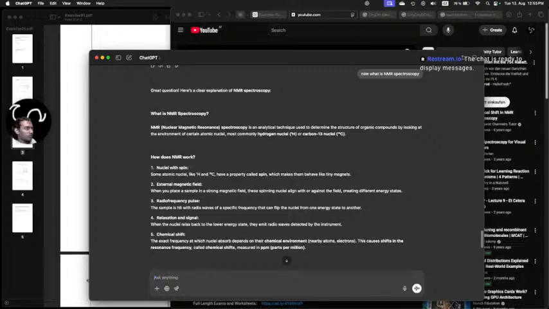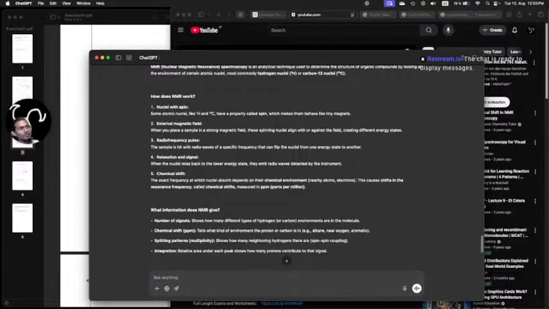Relaxation and signal: when the nuclei relax back to the lower energy state, they emit radio waves detected by the instrument. Chemical shift: the exact frequency at which the nuclei absorb depends on their chemical environment, nearby atoms, electrons. This causes a shift in the resonance frequency called the chemical shift, measured in ppm, parts per million.